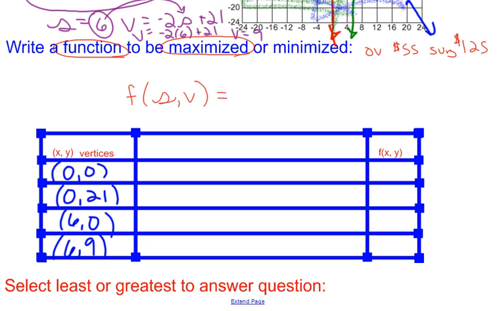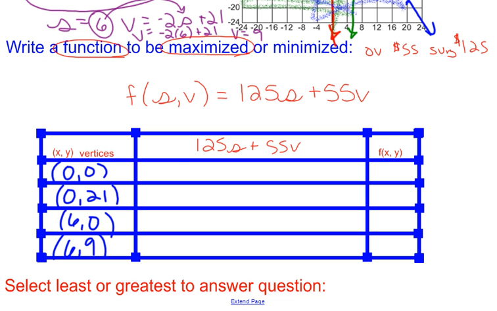My S is my X and my V is my Y. So the function of S and V equals, and then I'm going to say how much each of these things are going to cost me. So for every surgery I'd make $125, and for every office visit I'd make $55. So there's your function to be maximized, and you can just put in the expression down here if you like, so you know what to substitute.